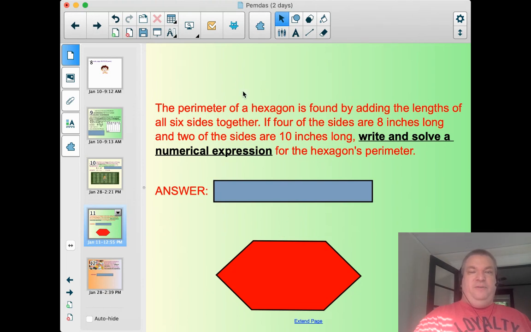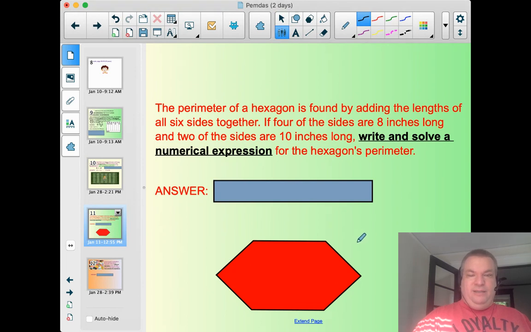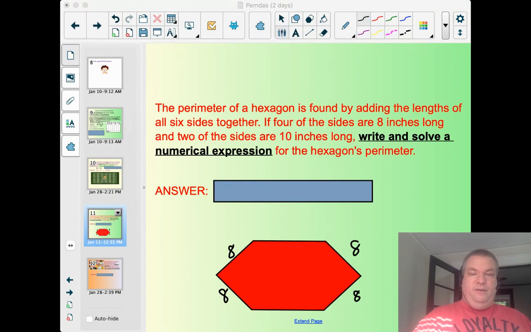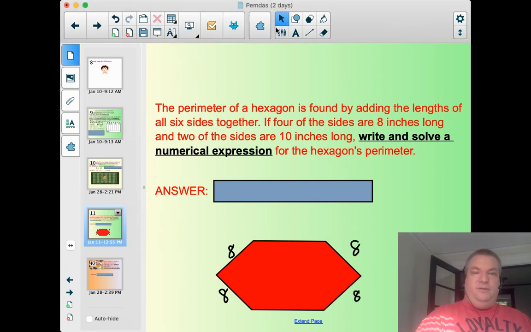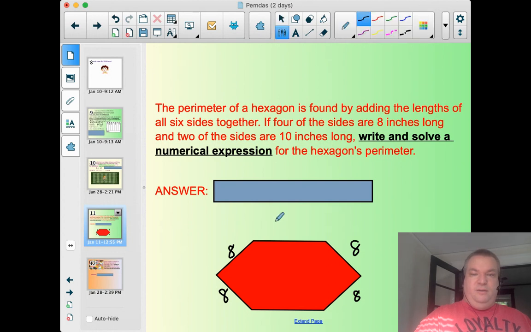So it says 4 of the sides are 8 inches long. I'm looking at my picture. I'm going to guess that's probably these ones. 8, 8, 8, and 8. And 2 of the sides are 10. So I can fill in those. I'm guessing those are the longer sides. 10 and 10.